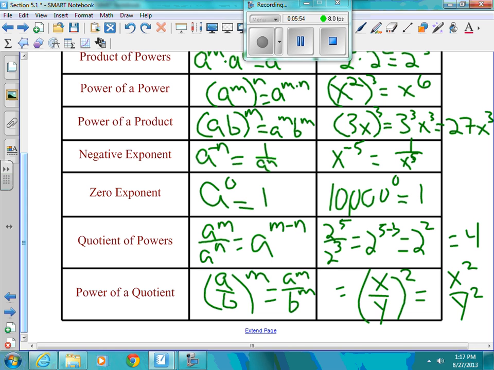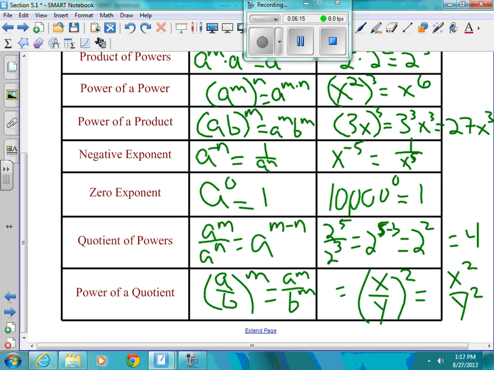I have an example over here. 2 to the 5th power over 2 to the 3rd power is 2 to the 5 minus 3, equals 2 to the 2nd power, which of course can then equal 4.